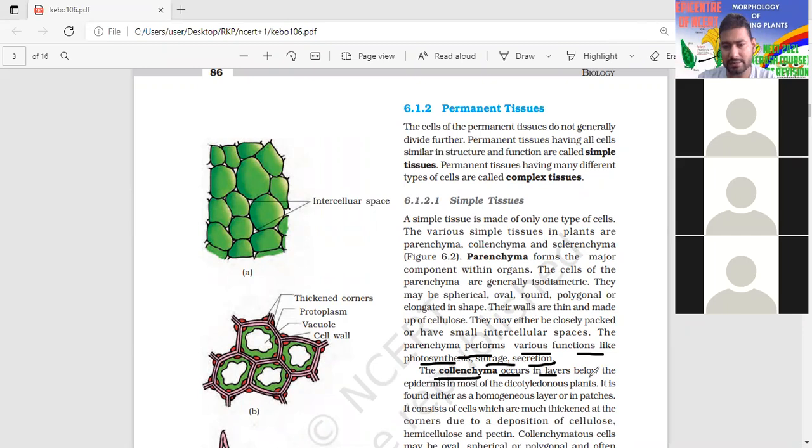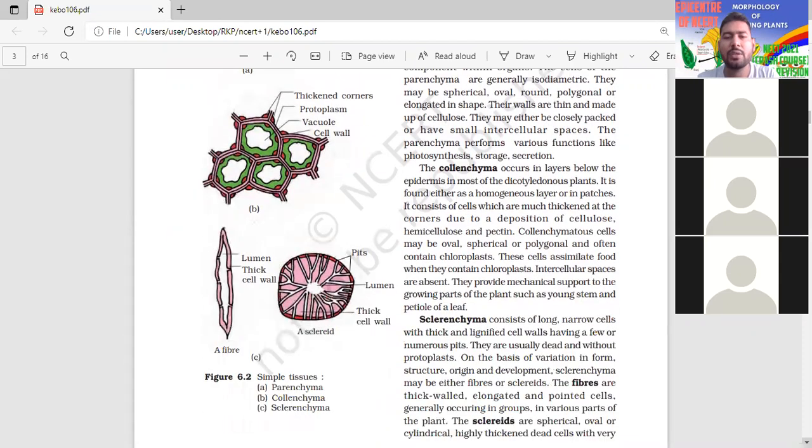The collenchyma occurs in the layers below the epidermis. That you know, hypodermis. Do you know where it is found? It is found in the root or stem, and in the stem, is it monocot or dicot stem? Dicot stem, very good. It is found in the hypodermis of most dicotyledonous plants.